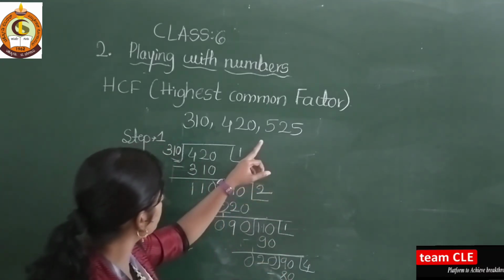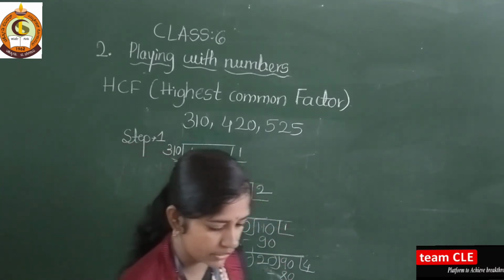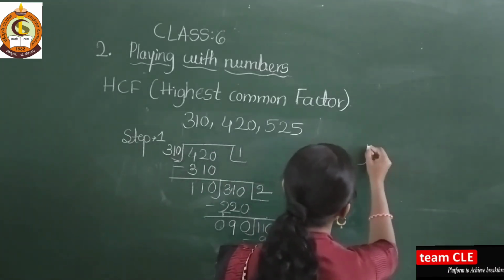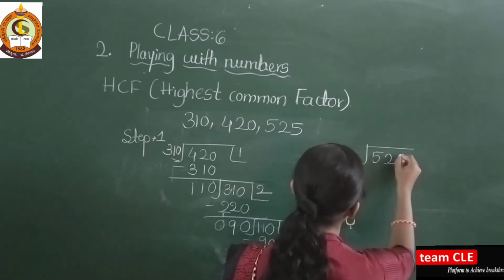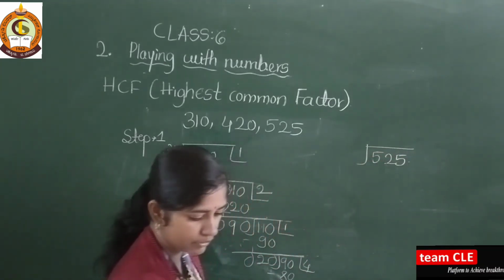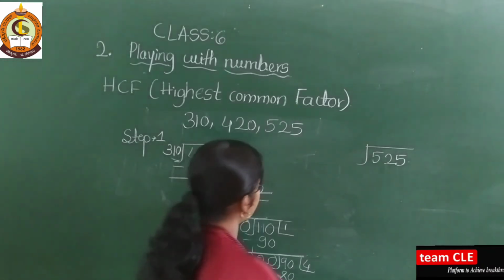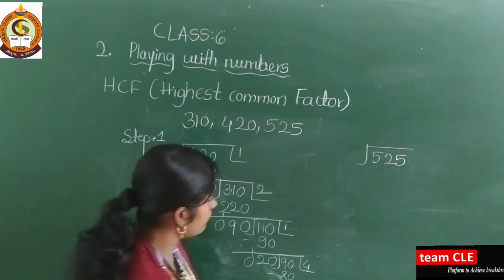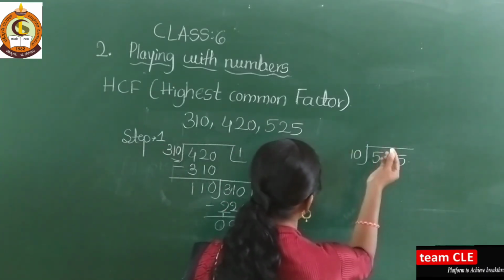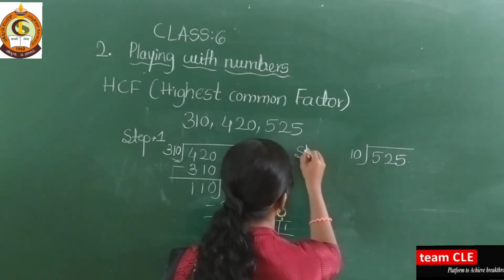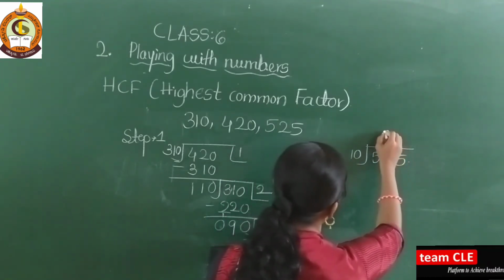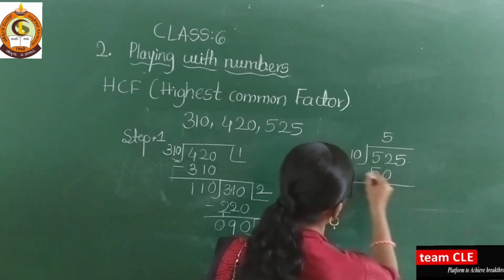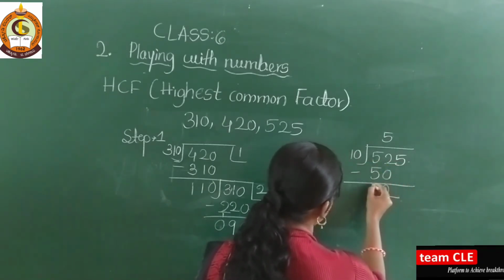Then next you need to divide with this 525. Okay, so see here, next you take 525. Here I took 10 as a what? Divisor. So again you divide with this 10. This is step 2. Then divide here, 10 5s are 50. 10 5s are 50 and 2 minus 0 is 2. 5 minus 5 is 0.